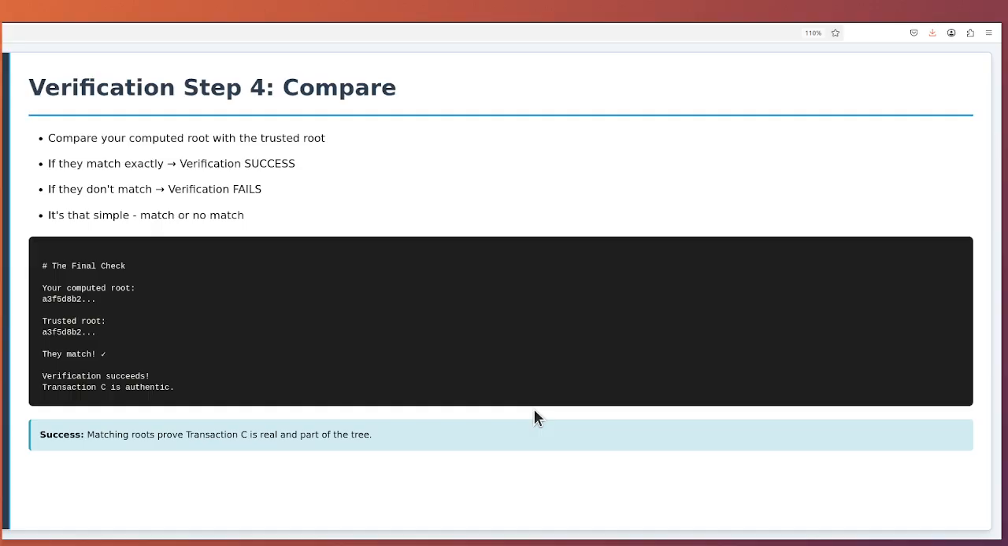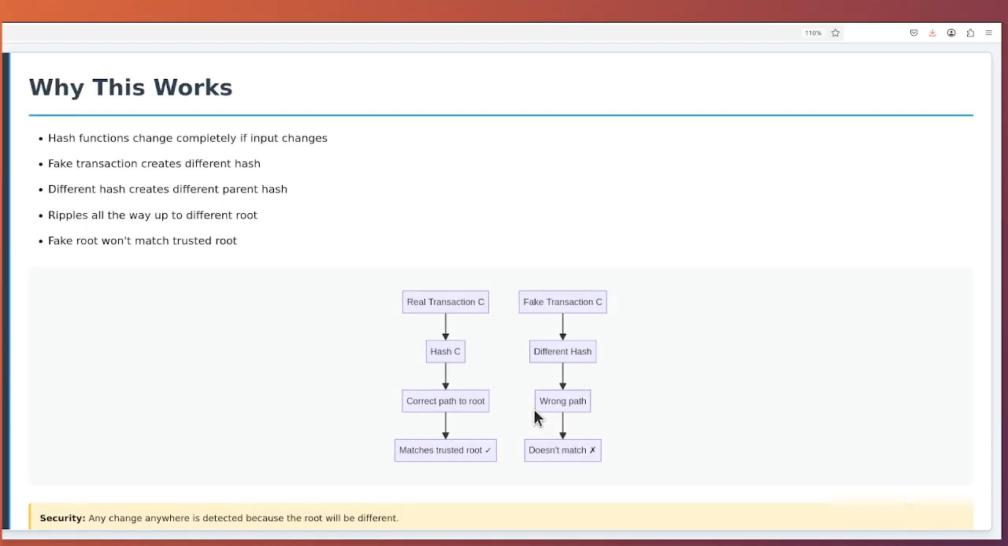The beauty of this is that the comparison is binary. Either it matches, or it doesn't. There's no gray area. The hash function guarantees that if anything is wrong, the hashes won't match. Why this works? Let's understand why this verification process actually works and why it's secure.